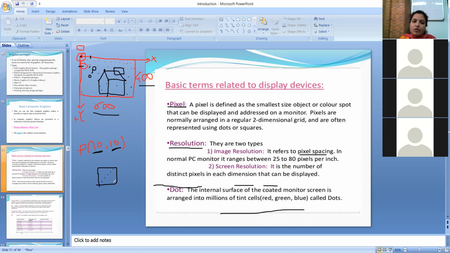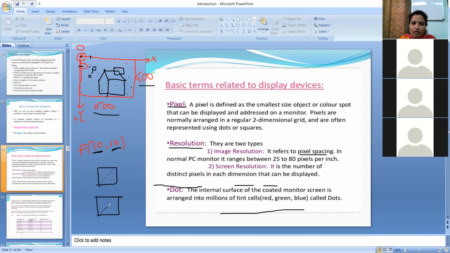Okay, I am having 25 pixels and this is the image that I am going to display. On the other hand, I am having this area of 1 inch and I am having 80 pixels, where the pixels are connected near to each other.